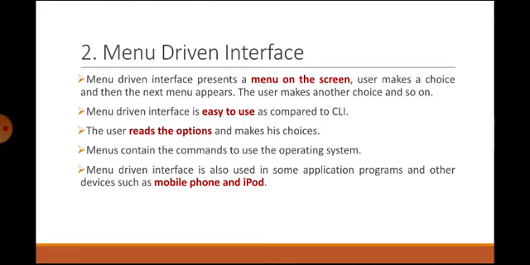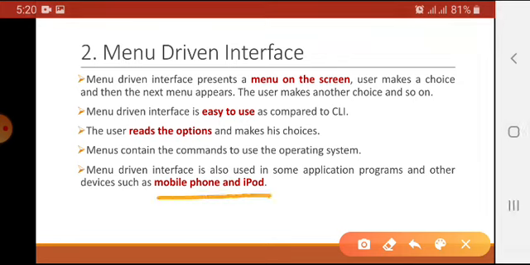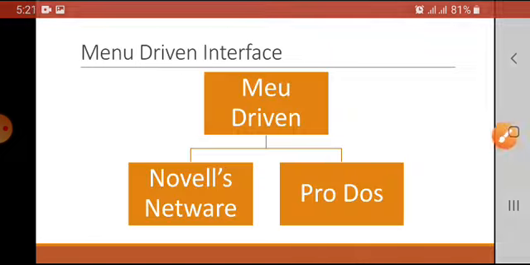Devices such as mobile phones and iPod, previously the old ones, had menu driven interfaces, like the old Nokia phones. You have to go to the menu and select the option games or messages, and like this, if you select the option messages, the next menu appears. For example, to write a new message, inbox, sent items, like this. And by selecting from the menu, you perform your desired task.